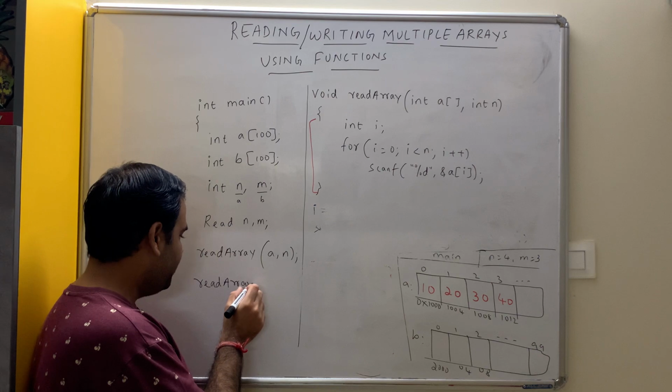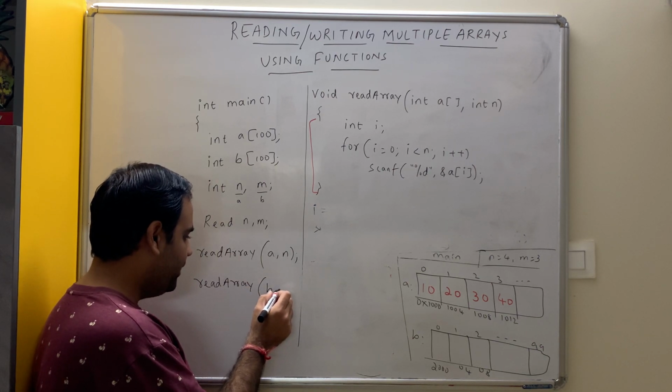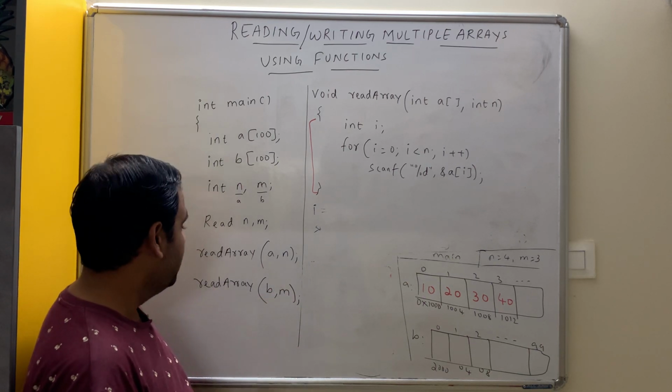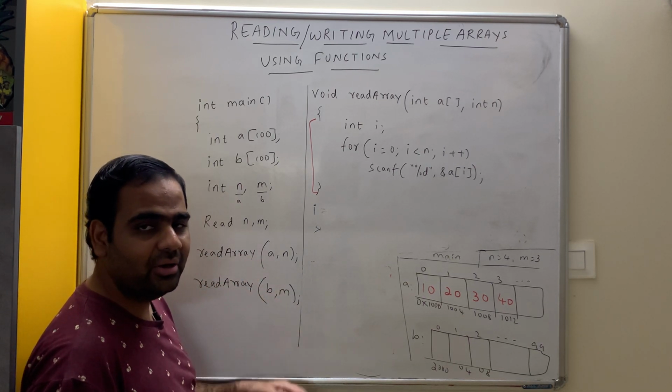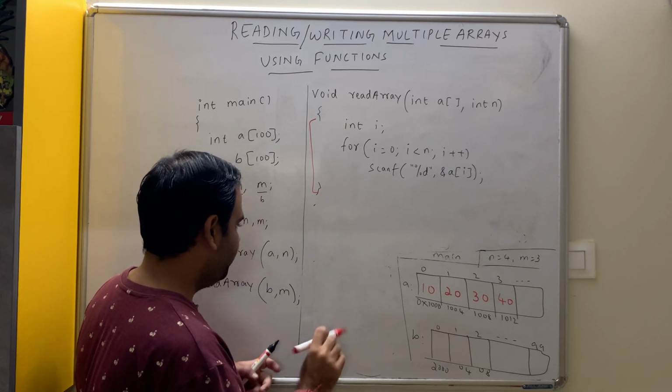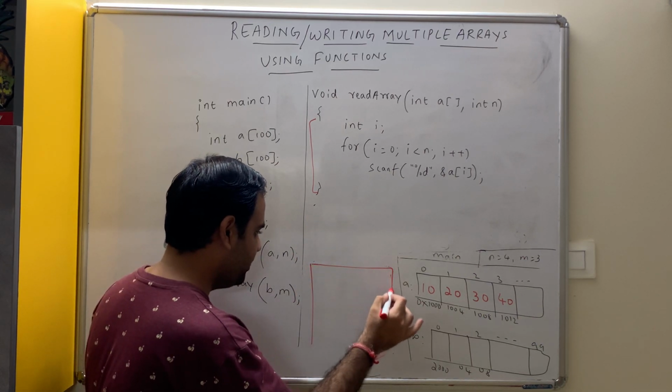Okay, which array do I want to read? Array B. And how many elements are there in array B? There are m elements in the array B. Do not write read array A, read array B. No, that's wrong. That's not the function. Now, when you call the function, the scope of the function gets activated.